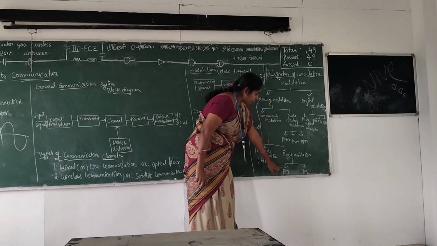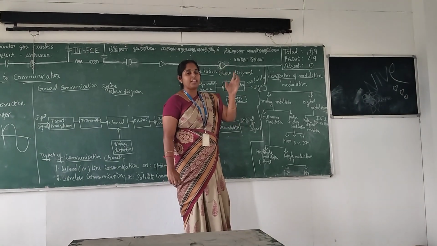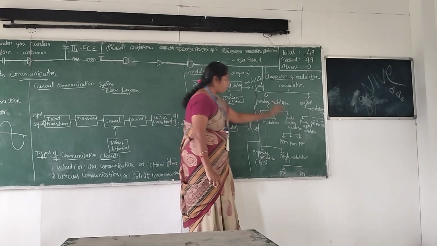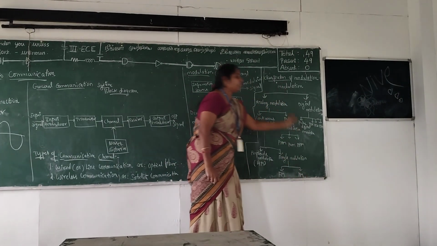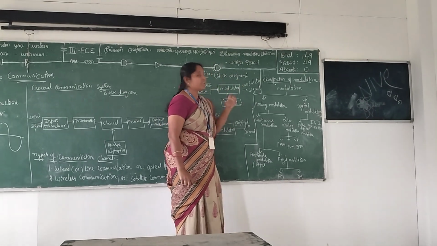FM means frequency modulation. In frequency modulation, the frequency of the carrier signal gets varied according to the amplitude of the information signal. Phase modulation is like that: the carrier signal phase gets varied according to the amplitude of the input signal.